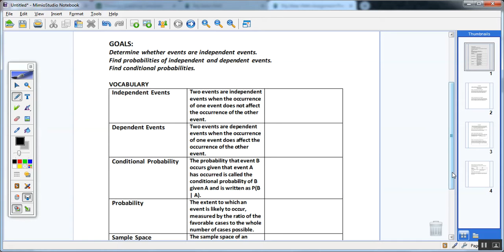All right, so independent events. How about a volunteer to read independent events for me? Go ahead, Michael. Two events are independent events when the occurrence of one event does not affect the occurrence of the other event. Okay, so the outcome of one event does not affect the other outcome. It's like flipping a coin and rolling a die. If I flip a coin, does that have any bearing on the rolling of the die? No. Okay?